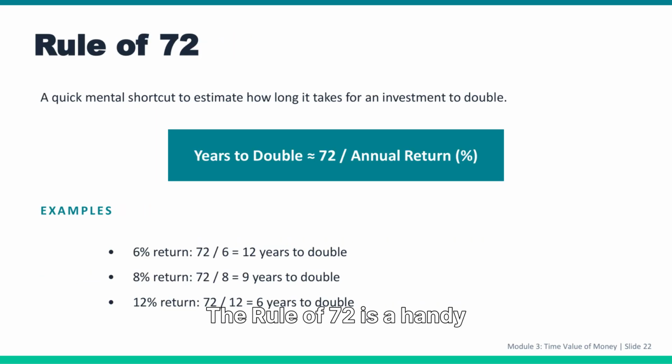The rule of 72 is a handy mental shortcut. Divide 72 by your annual return to estimate how many years it will take for your investment to double. At a 6% return, it takes about 12 years.